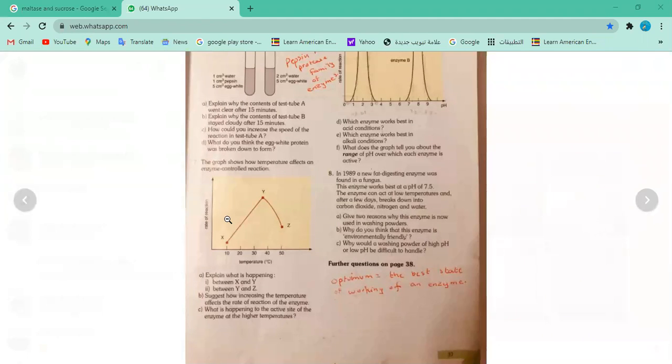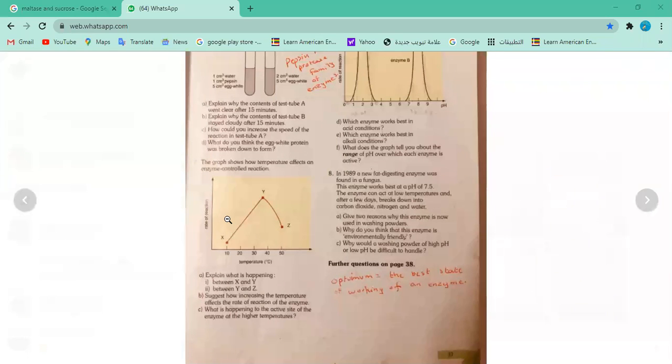Okay, let's, yes, Sabiha, would you like to answer part 2 of part A? Part A, yes, number 2. Explain what is happening between Y and Z. Between Y and Z, the temperature is increasing more, and so the enzyme is denaturing.